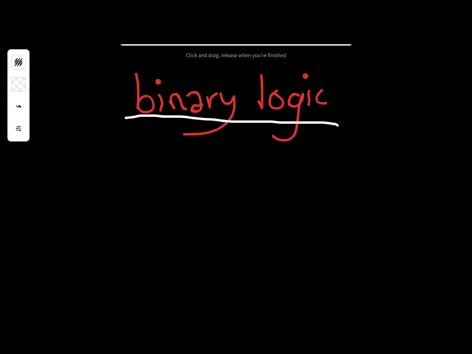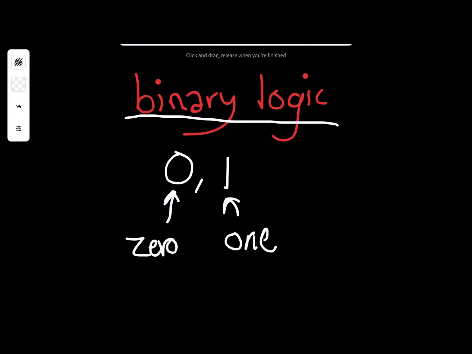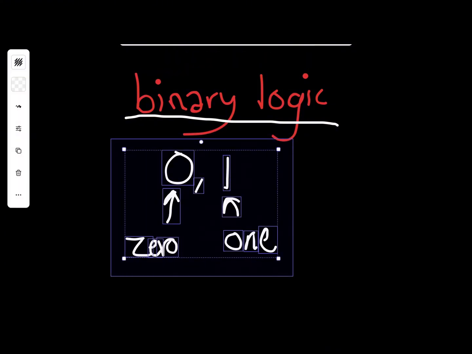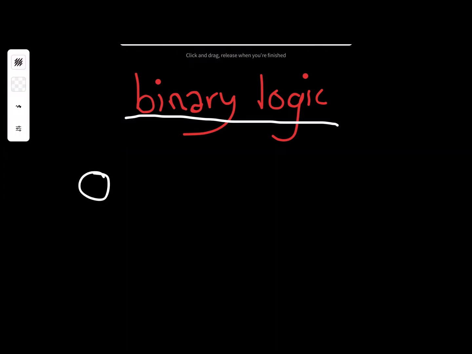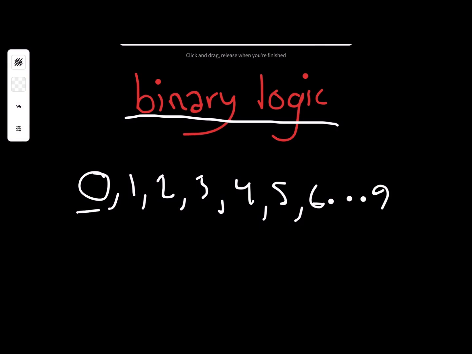So the basics of binary logic is that there's actually two unique digits in binary. This, if you don't know, is 0 and this is 1. And there's only two unique digits. And if we compare that to our human counting system, we have 10 unique digits. We got 0, 1, 2, 3, 4, 5, 6, all the way up to 9, right? So there's 10 unique digits because there's a 0, there's a 1, there's a 2, you get the idea, all the way up to 9.